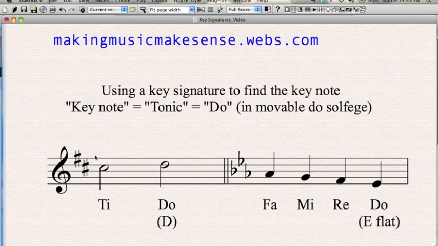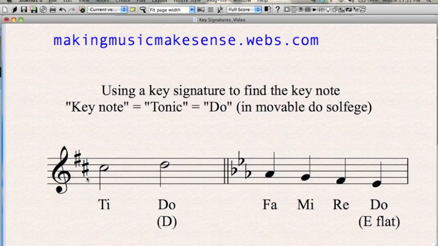So here we have a key signature. It's this collection of either sharps in this case or flats in this case. And key signatures, as you know, are either sharps or flats. They're never both. And if we take the sharp key signature over here, we see two sharps. You don't even need to know what they are to use this simple rule.